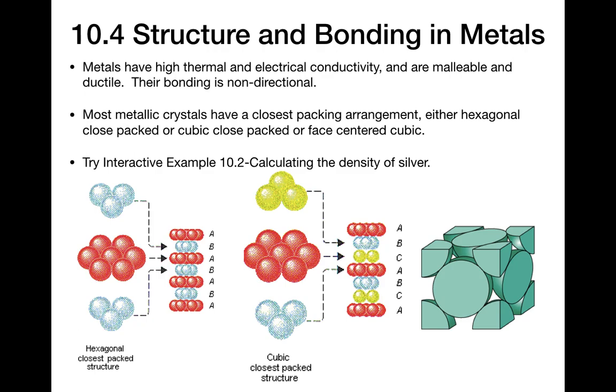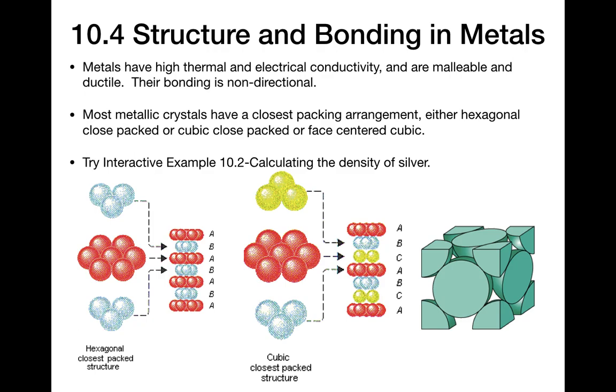VSEPR type bonding. Most metallic crystals have what we call a close packed arrangement. Majority of metals are going to be close packed. There are two main kinds of close packed arrangements: hexagonal close packed, which has an ABAB. The spheres from the top layer fit into the open spaces between the spheres in the next layer down, and so forth on each layer down.